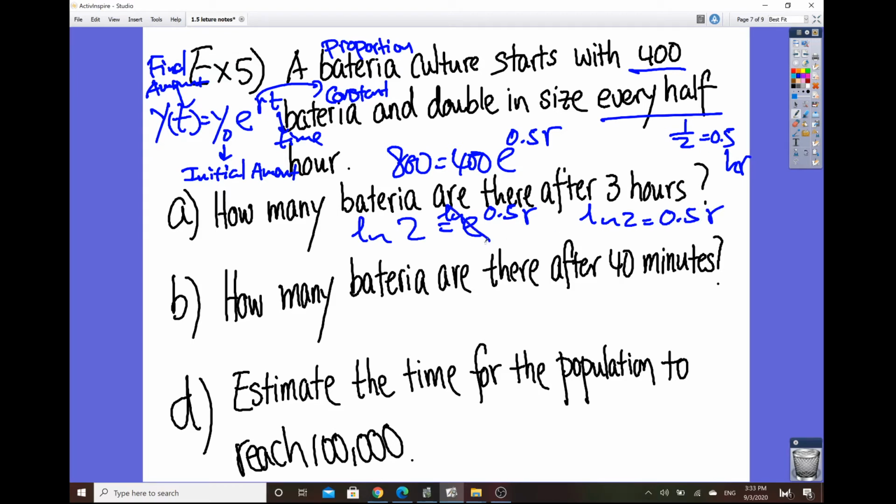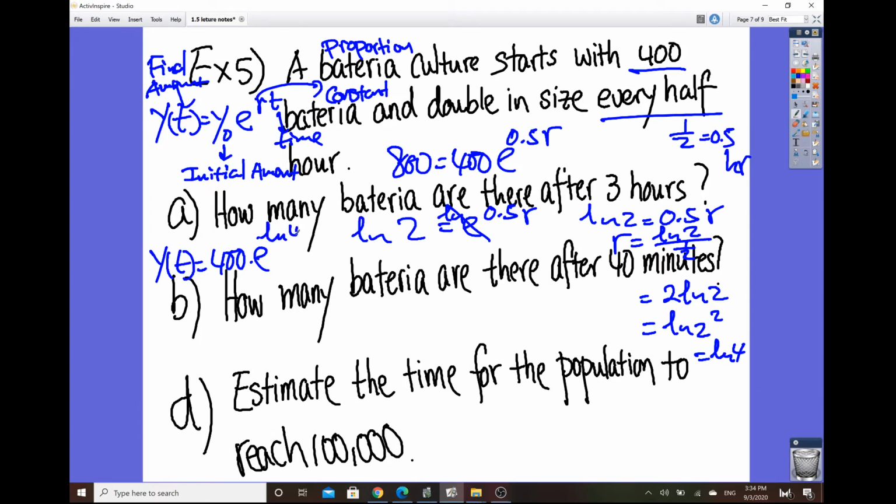Again, natural log of e, that's just 1. So 1 times 0.5 r, that's just 0.5 r. So that means r equals natural log of 2 over 0.5, or divided by 1/2. In other words, that's like 2 times natural log of 2. And also 2 natural log of 2 can be written as natural log of 2 squared, which is natural log of 4. By using the properties of natural log, because it's a coefficient, we can always put it back here as a power, so it's natural log of 4. So that means for the general form, y of t equals 400 times e to the power of natural log of 4 times t.